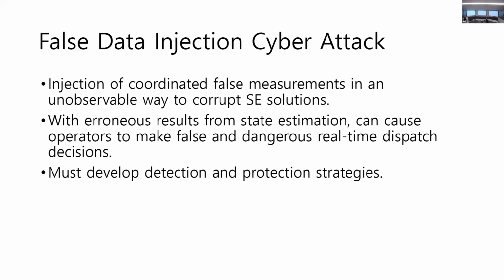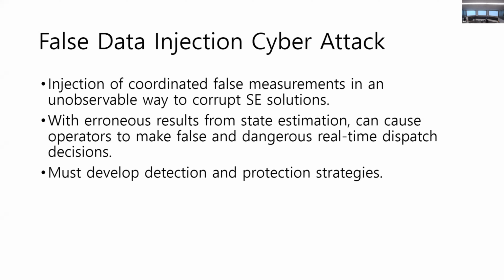So this brings us to false data injection cyber attacks. We said that state estimation and ultimately the power flow in our system is determined in real time by various measurements. However, people with malicious intent could stage an attack by injecting false measurements in an unobservable way to corrupt SE solutions, or state estimation solutions. This is called a false data injection cyber attack.